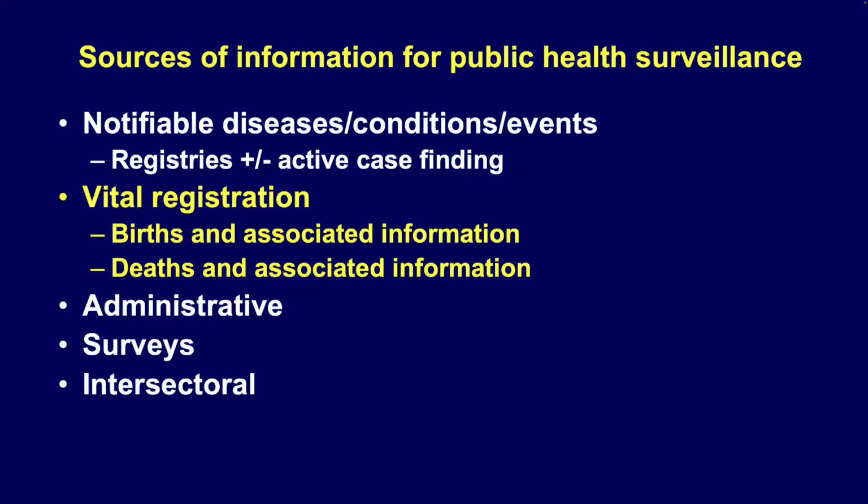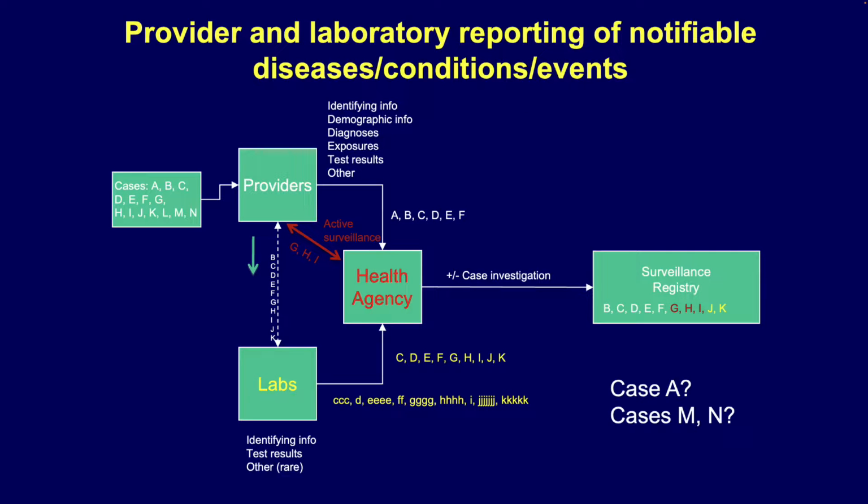So we're going to have a whole session devoted to vital registration coming up, but I just wanted to use our example here to give a quick illustration of how vital registries can be used to supplement surveillance registries. So case A was reported by providers, but is not ultimately reflected in the registry. And cases L through N were not reported by providers, and no lab tests were ordered on them, so they couldn't be reported by labs.